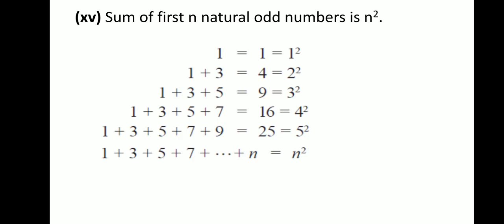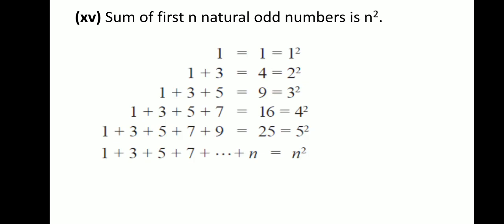So we have observed that if I look at the second step, 1 plus 3 is equal to 2 square, which is equal to 4. If I add two consecutive odd numbers, then I will get a square number. And these are triangular numbers also, we have studied in the previous property. So if I add 3 consecutive odd numbers, I will get 3 square is equal to 9.